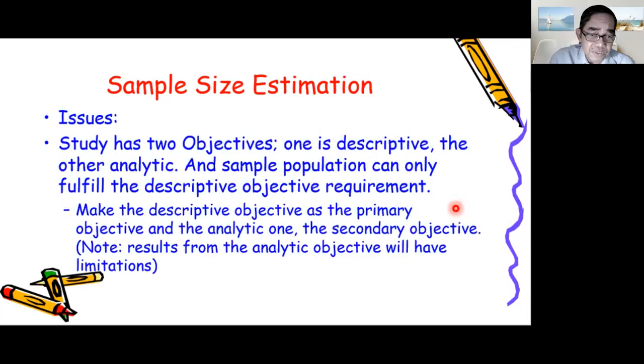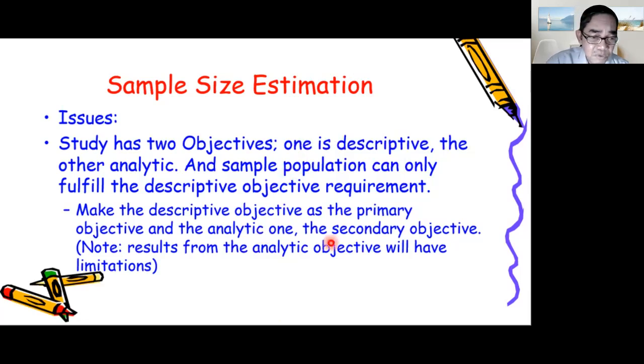The study has two objectives. One is descriptive and the other analytic. And the sample population can only fulfill the descriptive objective requirement. You see, between the two objectives, if you calculate the sample size for each of these two objectives, the objective that is analytic will necessarily have a much larger sample size than the descriptive objective. But we only have this. The issue is that we only have this much number that can only fulfill the descriptive objective.